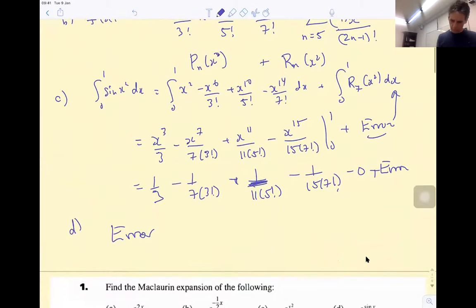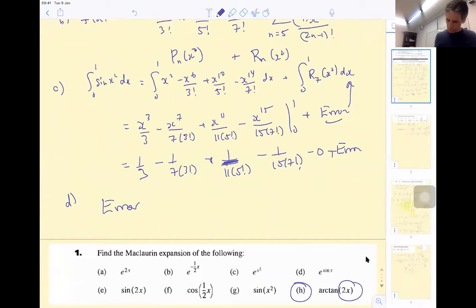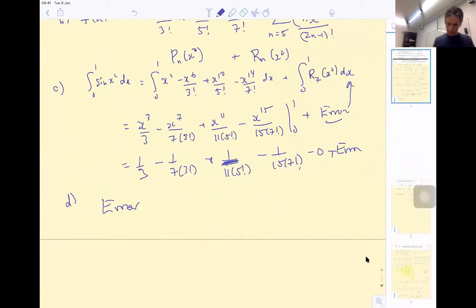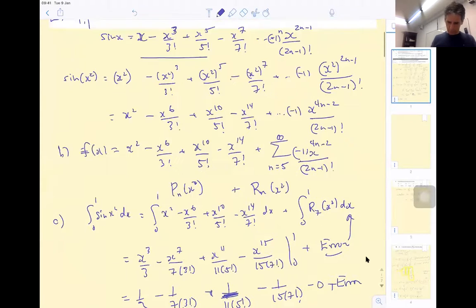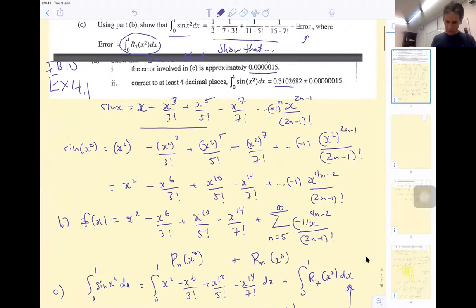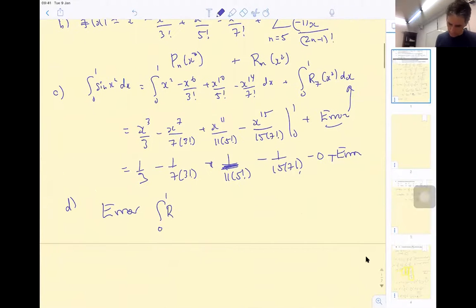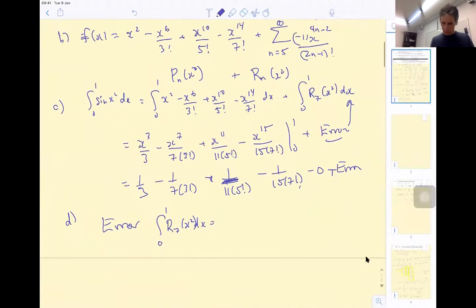So the error at this point, oh, we're going to need a new page. Let's put in a bit more room here. Where exactly we are writing right there, add a page. Okay, so the error at this point, what we have is 0 to 1. Let me just make sure we're doing this. Yeah, we want to show that the error involved in C. That's right. The error involved in C is R7 x squared dx. Okay, and if you look at that, that would be the integral from 0 to 1 minus 1. Excuse me.